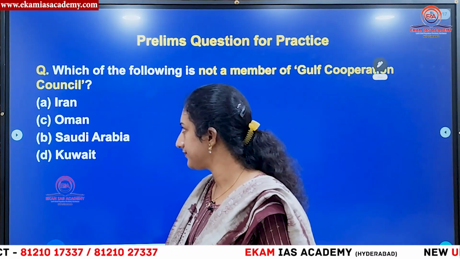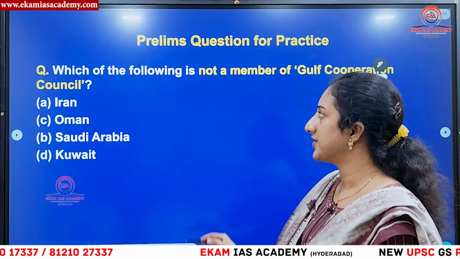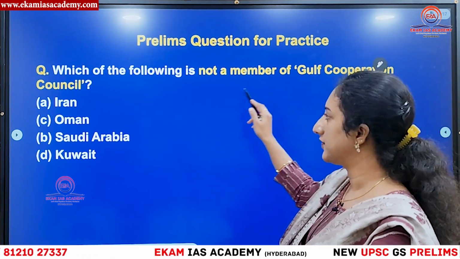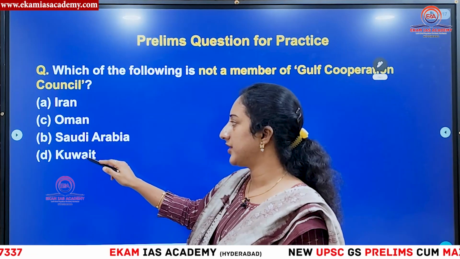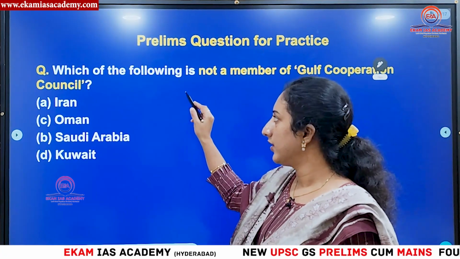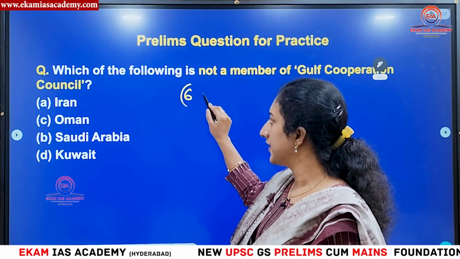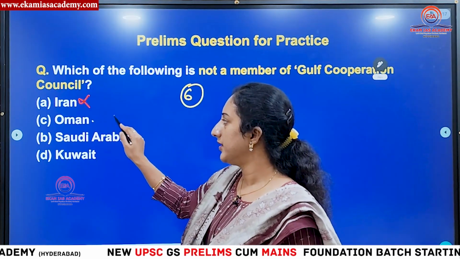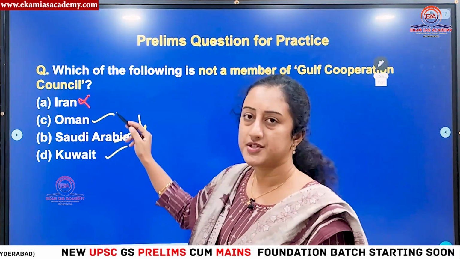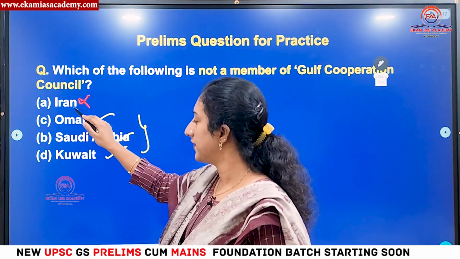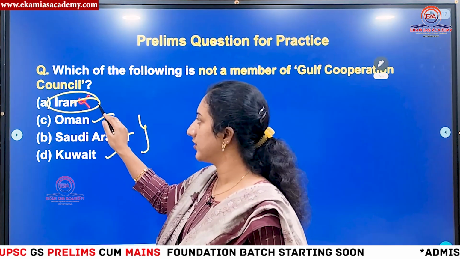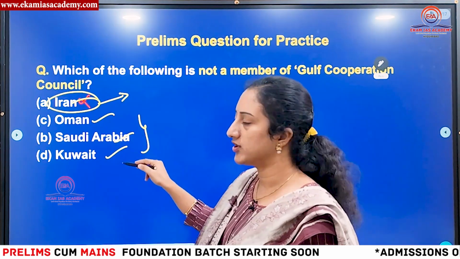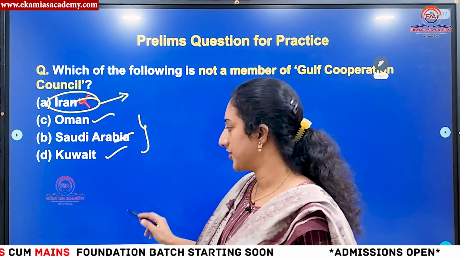Then yesterday's practice question, you can see: which of the following is not a member of the Gulf Cooperation Council? Iran, Oman, Saudi Arabia and Kuwait. Yesterday I told you the Gulf Cooperation Council is a grouping of 6 countries in the Western Asian region, and Iran is not a member. Oman, Saudi Arabia, Kuwait are. So the answer for this question is Iran. Out of the 4 countries, Iran is not a member of the Gulf Cooperation Council. All the other 3 are members.